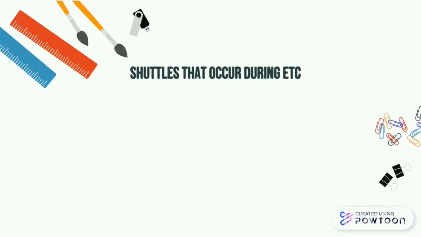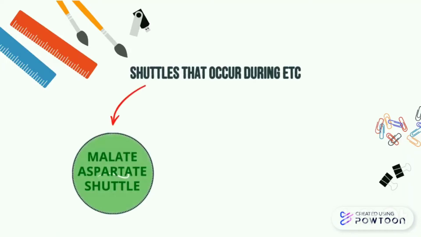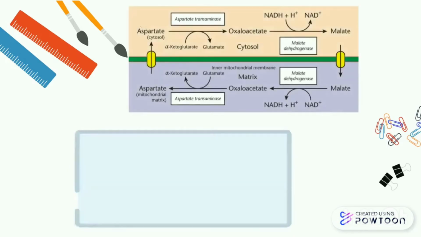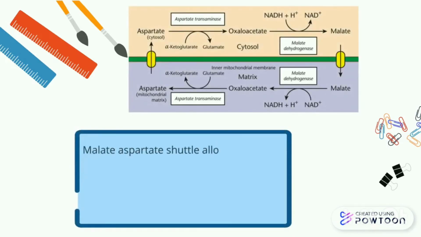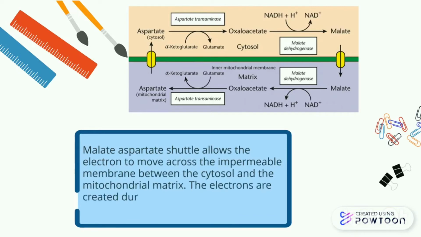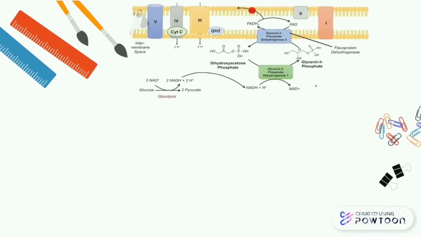There are two shuttles that occur, which are the malate aspartate shuttle and the glycerol phosphate shuttle. The malate aspartate shuttle allows electrons to move across the impermeable membrane between the cytosol and the mitochondrial matrix. The electrons are created during glycolysis and are needed for oxidative phosphorylation.